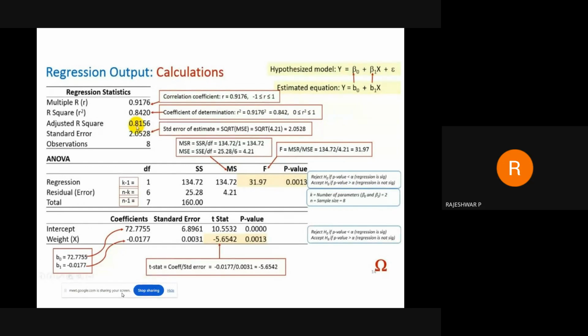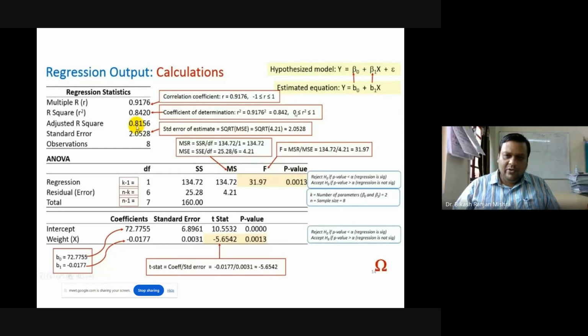Any question at this point of time? Sir, good afternoon, sir. Here, sir, R square is there, like 0.84, like that is there. So here, are there any ranges, sir, like goodness, which range of this R square is good?